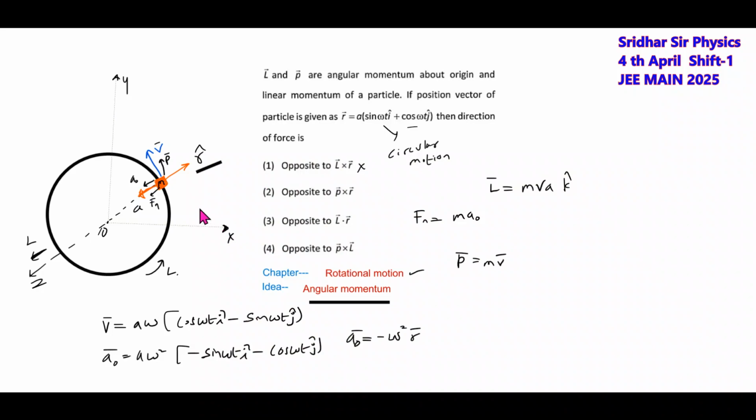Opposite to P bar cross r cap: it will be along the negative z-axis, so ruled out. Opposite to L bar dot r bar: not possible, since force is along this direction. Okay, now opposite to P bar cross L bar. The momentum vector is this one, and the L bar vector is along the z-axis.